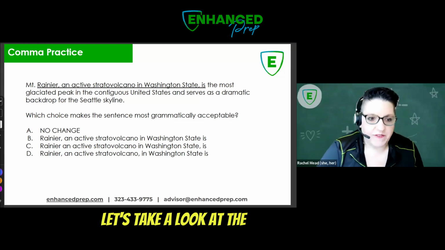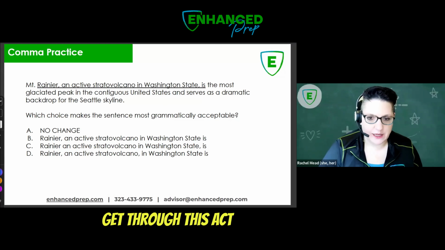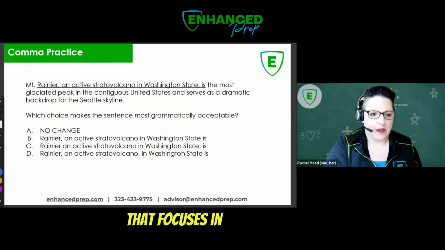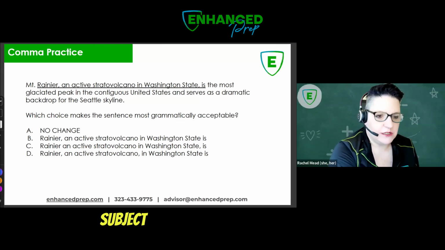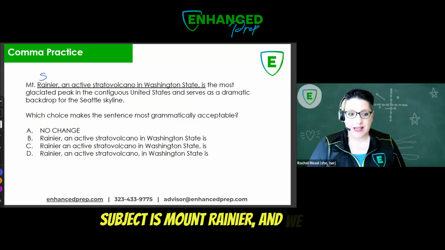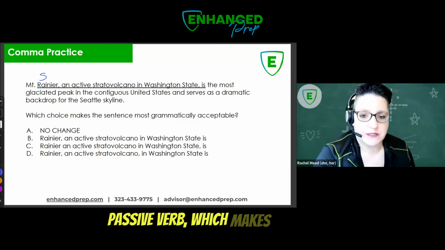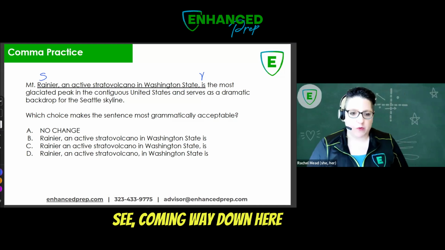Let's take a look at the fastest way to get through this ACT English question that focuses on comma use. What we need to recognize here is our subject is Mount Rainier, and we have a passive verb, which makes it hard to see, coming way down here with "is."